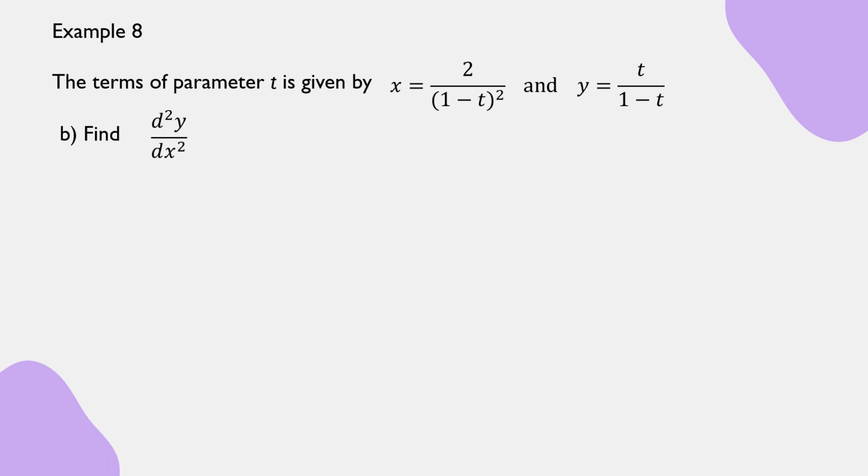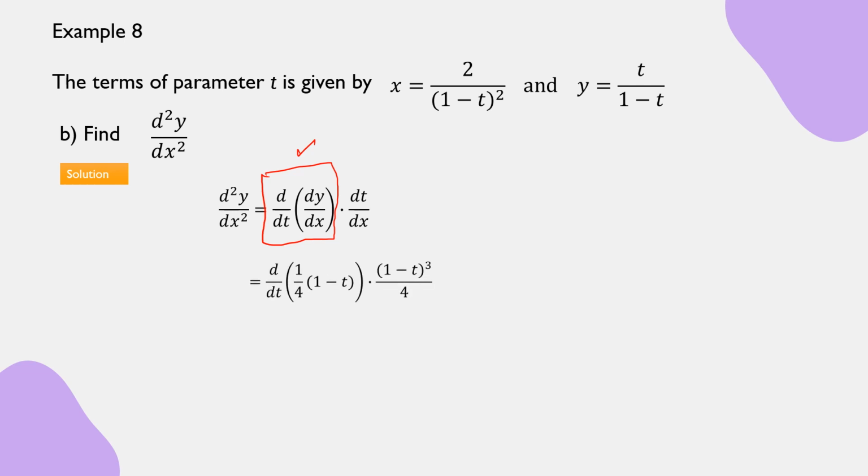Okay, B, find the second derivative. For the second derivative, we differentiate dy/dx in terms of t. Differentiate again dy/dx in terms of t. This is dy/dx, you differentiate with respect to t, and then this is dt/dx from the previous solution.